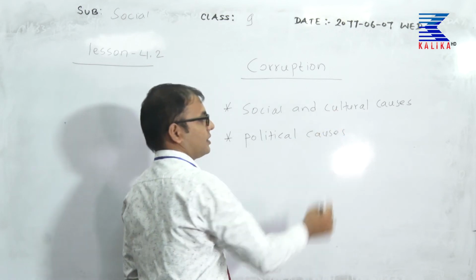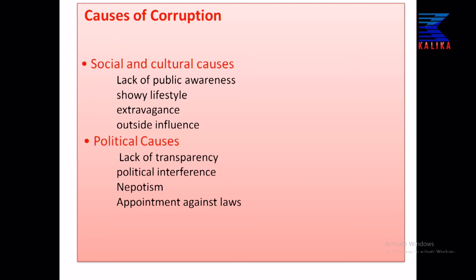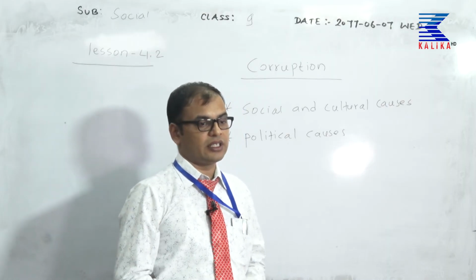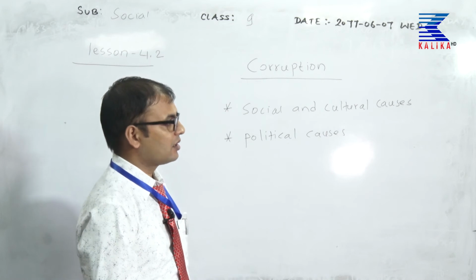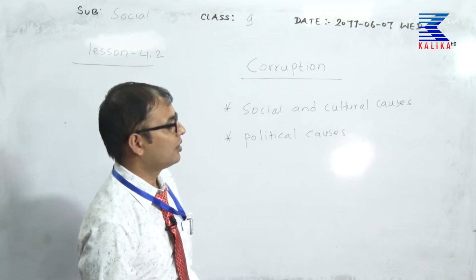Political causes. Inside the political causes comes lack of transparency. In political decisions or donations, we can find a lack of transparency in the political parties or in their working style. The next is political interference in different organizations. We can find the interference of political parties, which also supports corruption.